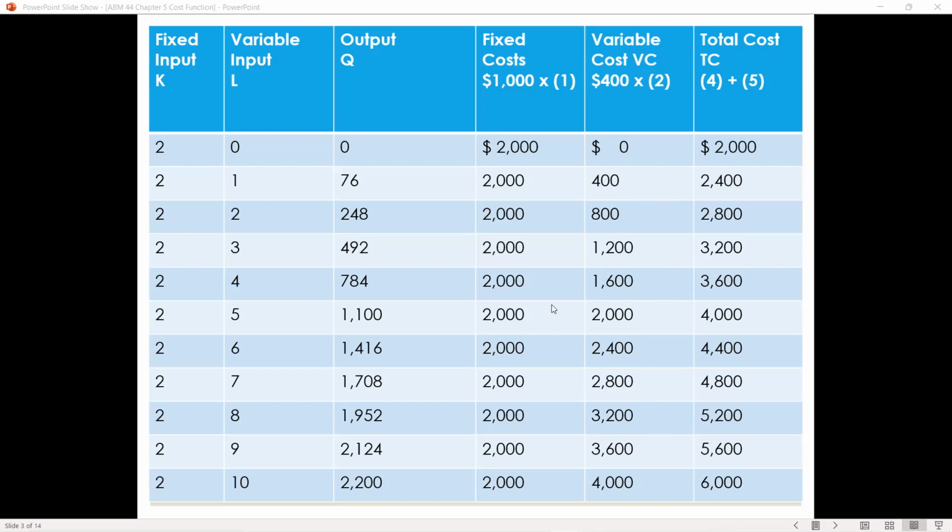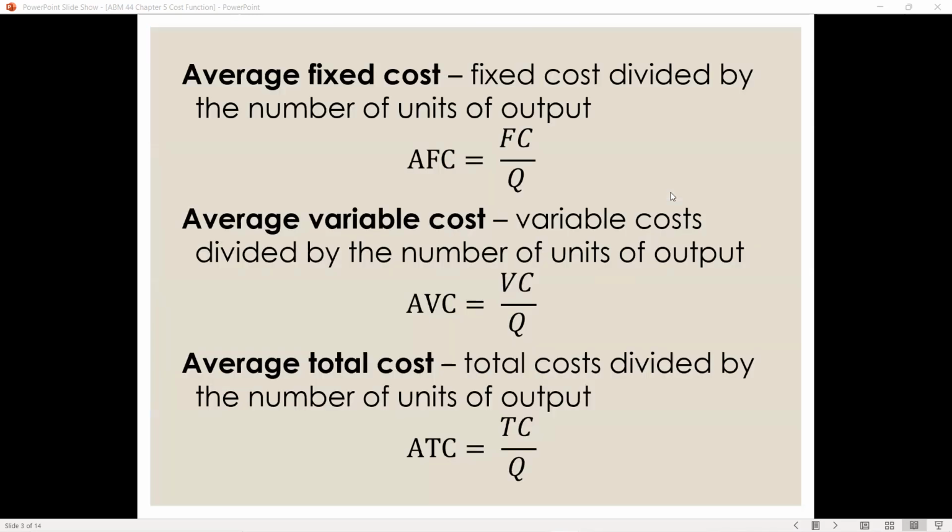These are also given, so we add them to get the total cost. That would be 2,000 plus 400 is 2,400, 2,000 plus 800 is 2,800, 2,000 plus 1,200 is 3,200, and so on and so forth. That is how simple it is to get the total cost. You just add all the costs available or given.